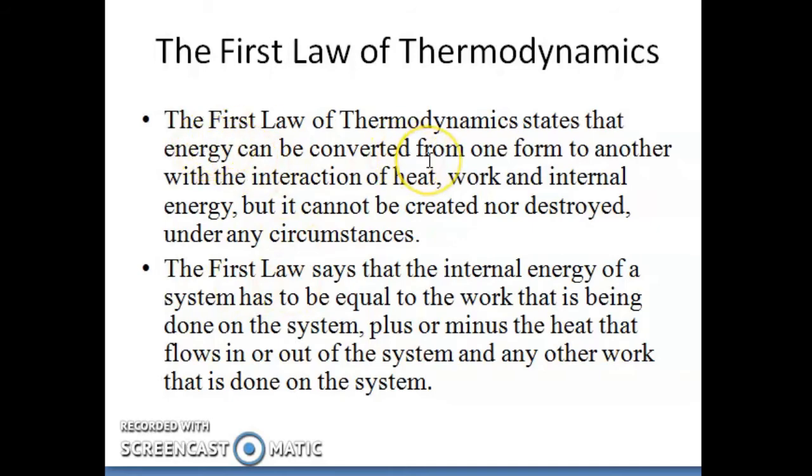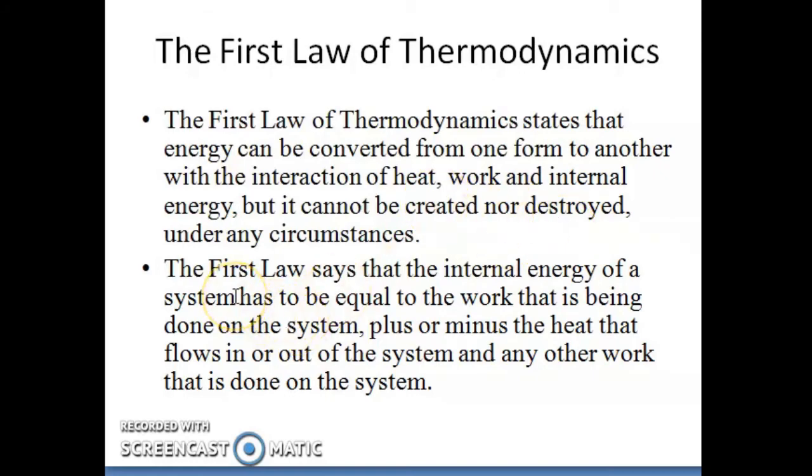So now we can say what the law of thermodynamics is, or what we need to study in the first law of thermodynamics. According to the first law, energy can be converted from one form to another with interaction of heat, work and internal energy, but it cannot be created nor destroyed under any circumstances. We can only convert the energy, but we cannot create or destroy it.